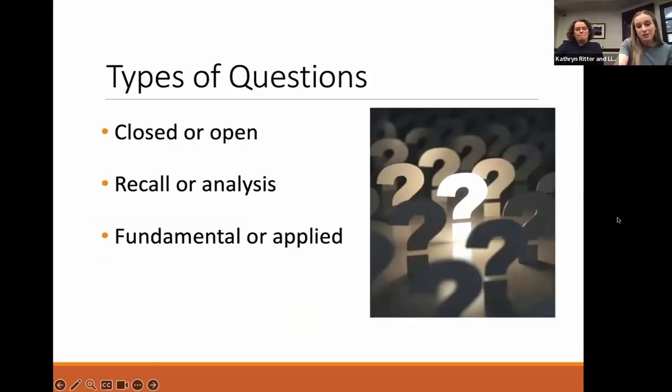When we're thinking about the types of questions, we can ask closed versus open-ended questions. A lot of times asking open-ended questions is going to be more helpful for you as an educator, because you'll really get to know the rationale behind what the learner is thinking, and you can really probe more about what their clinical reasoning and their medical knowledge is.